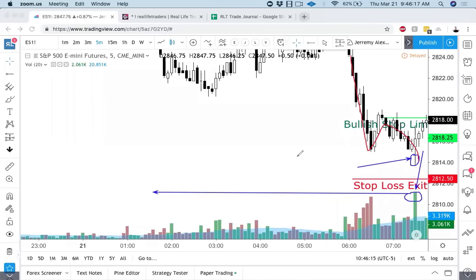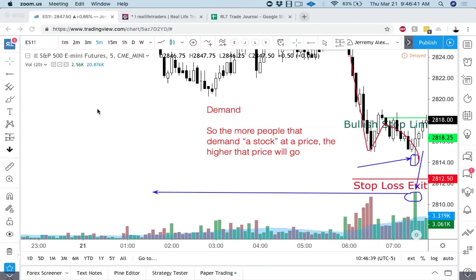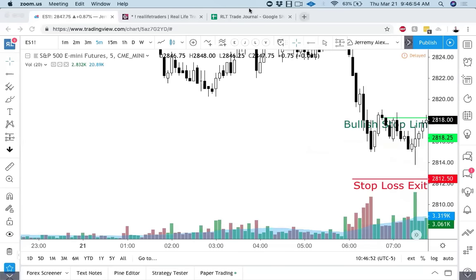In fact, most trades go higher based on demand. So the more people that demand a stock or whatever it is that you're trading at a price, the higher that price will go. That is just pure economics. Simple as that. So when you're looking at volume, what you're looking at, ladies and gentlemen, is supply and demand. How many people are supplying the positions and how many people are demanding it?